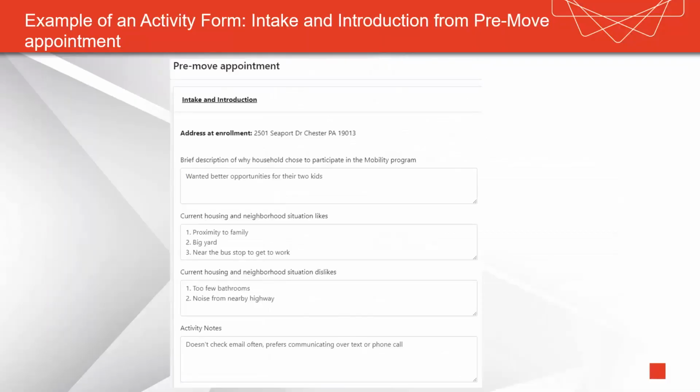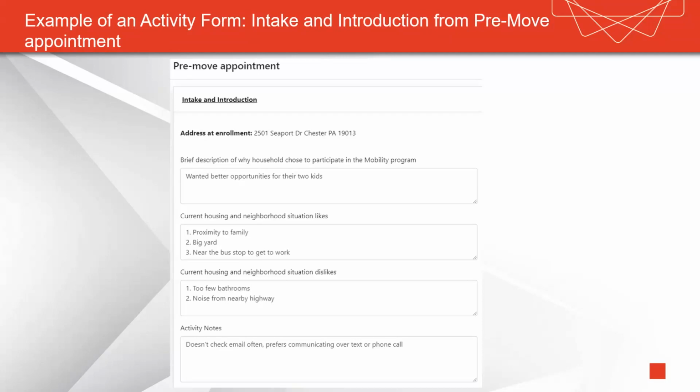Will's going to be showing you a lot of these, but this is just an example of what I mean when I say activity form. So if you're doing the pre-move appointment, and you're in the middle of a contact, you can hit pre-move appointment, and you're in the part of the conversation that's intake and introduction. And in the CMRS guide, there are a few things that you're supposed to cover in that part of the conversation. Why did the household choose to participate in the program? What are their neighborhood likes and dislikes? So we've got an activity form that has a field for each of those things that you're supposed to be covering in that conversation. And you can write them down right in the field for that element of the conversation.